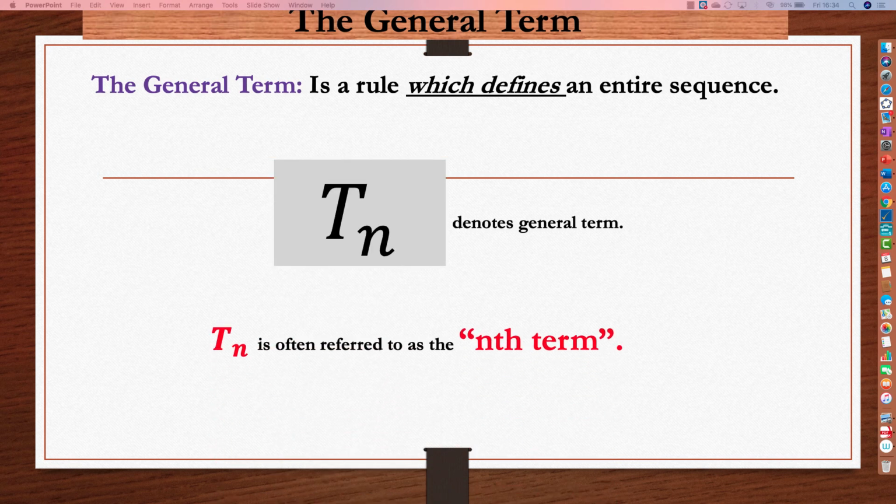Tn, or the general term, or the nth term. So this has two different n's. It's often called the general term, or sometimes called the nth term. And what that means is, this is a rule that defines the sequence. So for example, with 3, 5, 7, and 9, there is a rule which lets you find every number in the sequence. Alright? And that's called a general term, or the nth term.